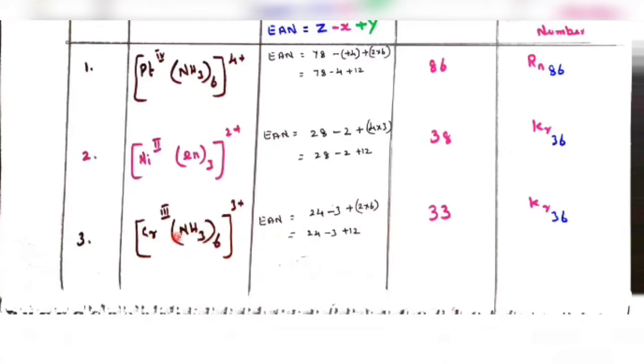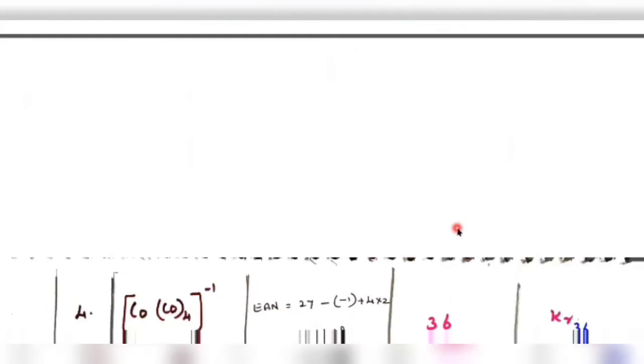Next, Cr(NH3)6, the whole with 3 plus. This is hexaamminechromium(III) ion. Chromium oxidation state is plus 3. So 24 minus (plus 3), plus, it is unidentate, 2 into 6, so it is 12. Totally 33. But krypton is 36, the nearest one. So this is also not obeying the EAN rule.